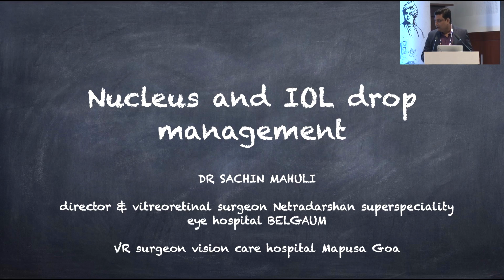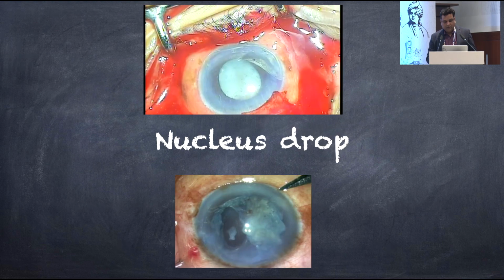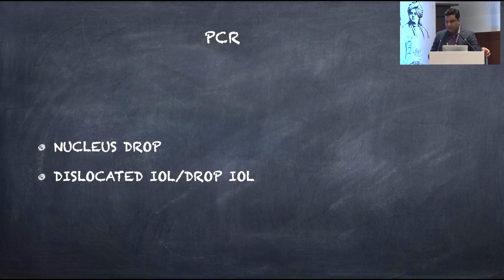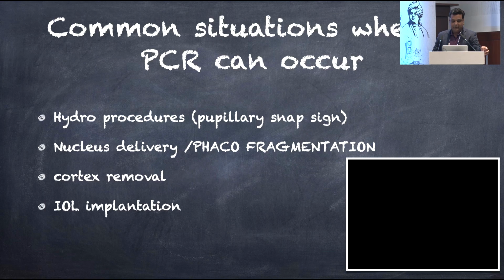Yes, Sachin. I think these are the most common cases referred to us as retina surgeons, apart from diabetic retinopathies and rhegmatogenous retinal detachments. Nucleus drops and IOL drops are pretty common referrals for a vitreoretinal surgeon to manage. This, as we all know, could be because of PCR most commonly.